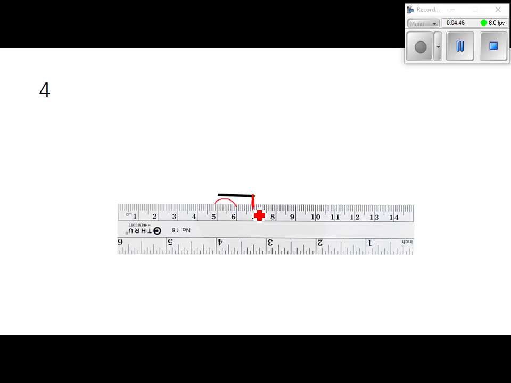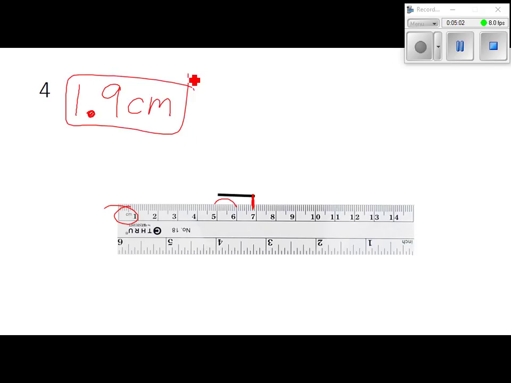And when we're on the centimeter side of the ruler, the whole number goes in front of the decimal, and then you count the spaces. Well, 1, 2, 3, 4, 5, 6, 7, 8. Looks like we go out about 9 spaces. So 1.9 centimeters is our answer to number 4.